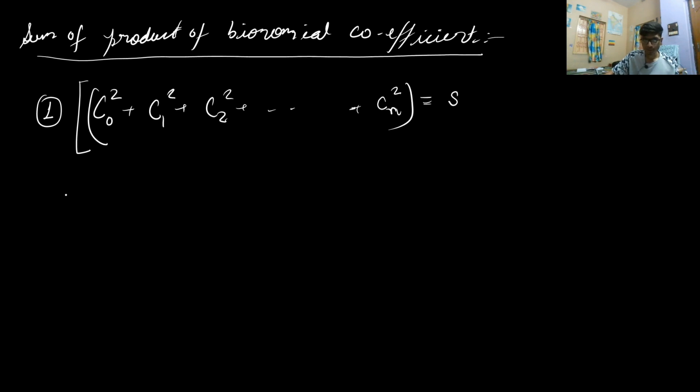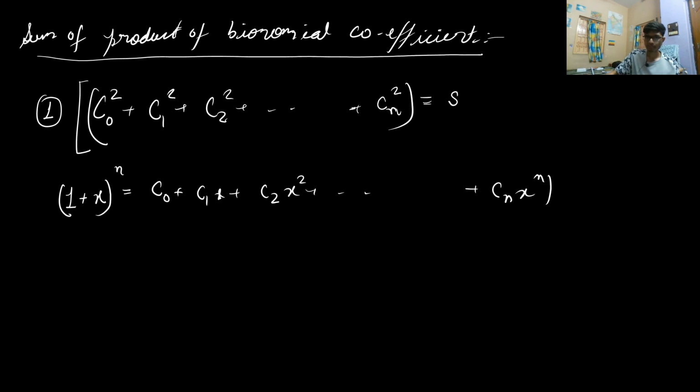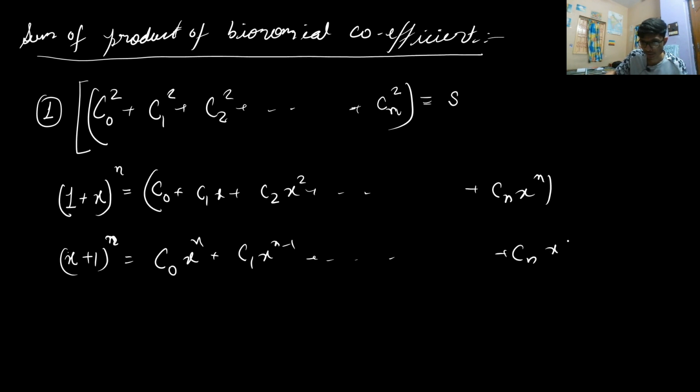So what we will do in this problem is firstly take the expansion of 1 plus x to the power n. In the expansion of 1 plus x to the power n, we will get the terms C0 plus C1x plus C2x square and so on up to Cn x to the power n. Again, we can write this by interchanging both the terms as x plus 1 to the power n. A very important thing that you must remember is that whenever we take x plus 1 to the power n, we get the result C0 x to the power n plus C1 x to the power n minus 1 and so on up to Cn x to the power 0.